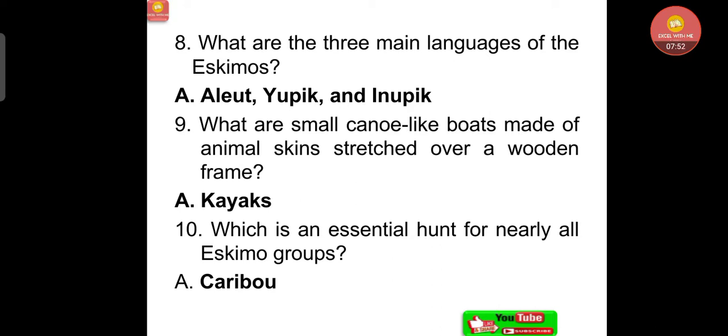What are the three main languages of the Eskimos? That is Aleut, Yupik and Inupiq. What are small canoe-like boats made of animal skin stretched over a wooden frame? They are kayaks, which is an essential hunt for nearly all Eskimo groups, that is caribou.